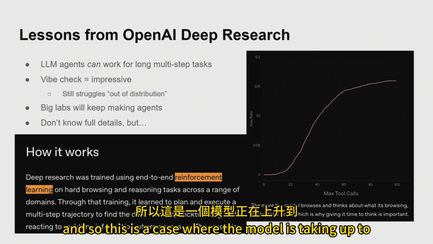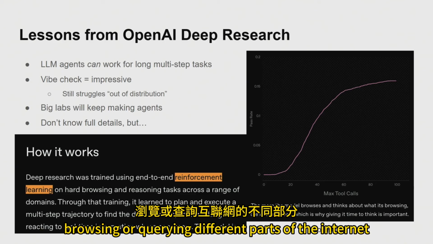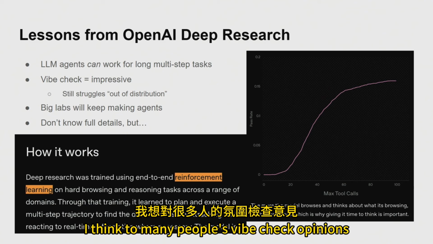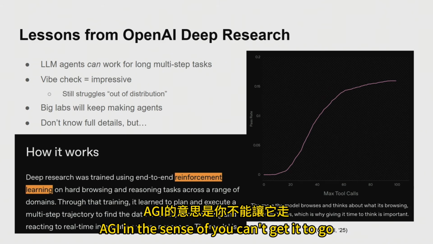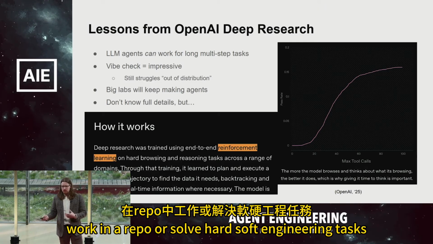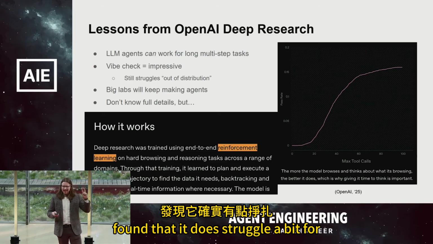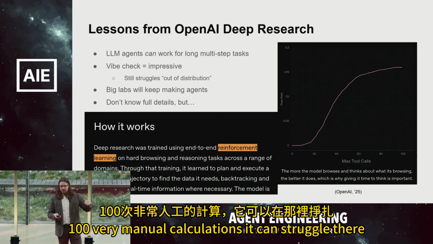And so this is a case where the model is taking up to potentially 100 different tool calls of browsing or querying different parts of the internet to synthesize a large answer. And it does seem, to many people's vibe check opinions, very impressive. But it also is not AGI, in the sense that you can't get it to go work in a repo or solve hard software engineering tasks. And people have anecdotally found that it does struggle a bit with out of distribution tasks, or if you want it to fill out a table with 100 very manual calculations, it can struggle there.